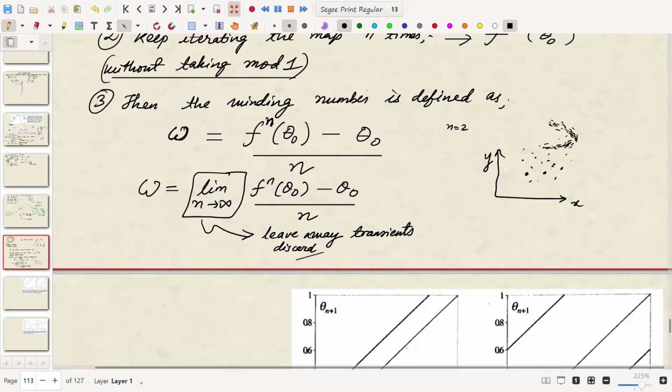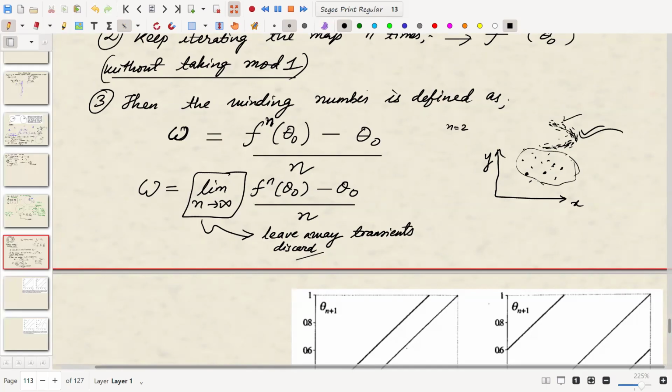Which one did you see? You saw this one, right? But these points also existed. If you keep them, then you cannot visualize this properly. These are actually the transients we consider in nonlinear systems. In nonlinear maps, before converging to an attractor, it takes some steps.